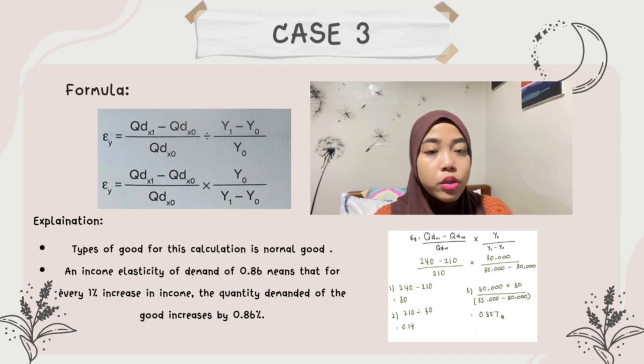so the answer is 0.857. The type of good for this question is a normal good, because every 1% increase in income, the quantity demanded of the good increases by 0.86%. A change in the consumer income causes a smaller percentage change in quantity demanded. That's all for me.